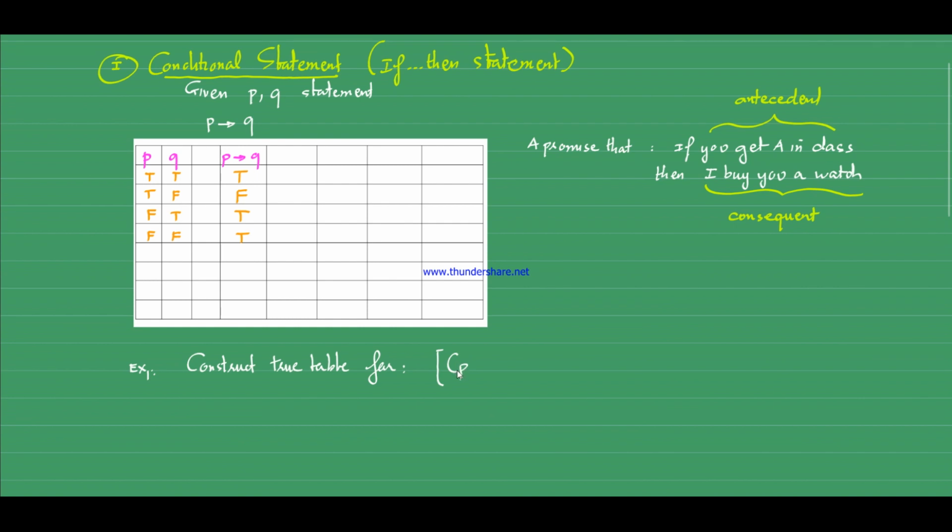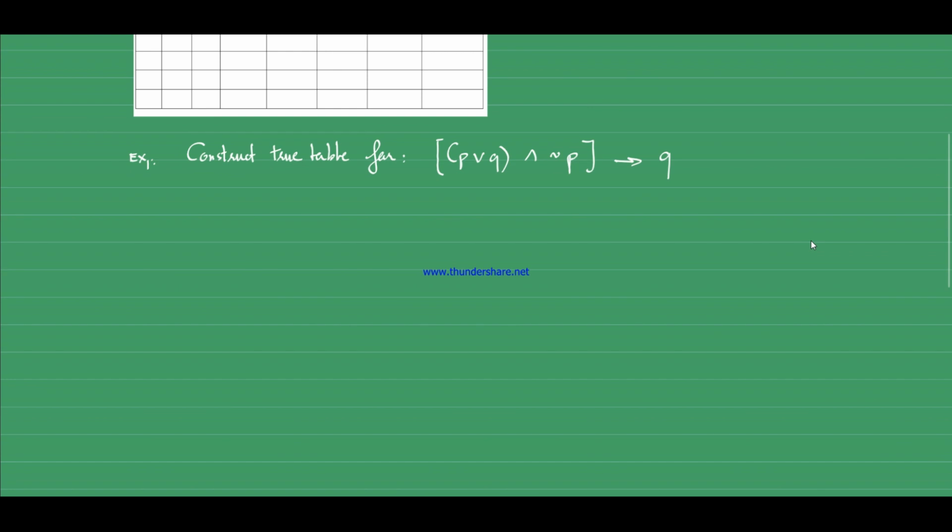P union Q, P or Q, and negating P, and everything over here implies Q. Okay, so this is a complicated compound statement right here. So let's see how we do this.